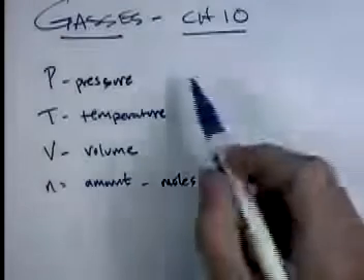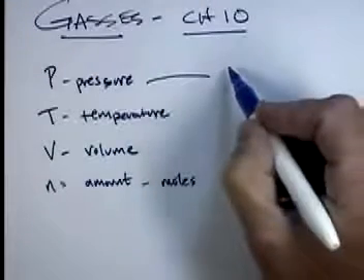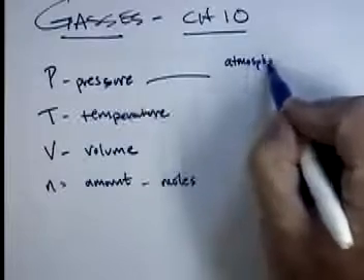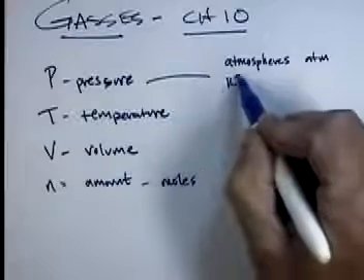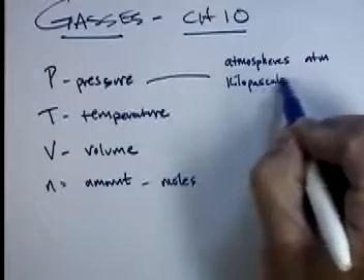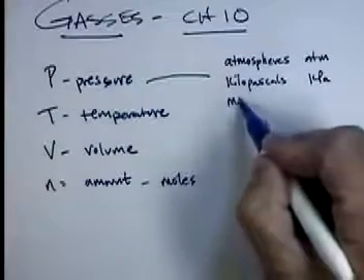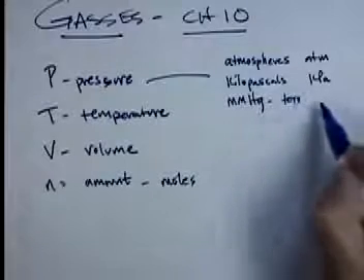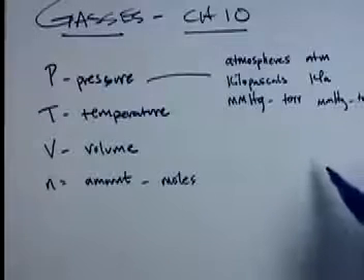Now, pressure is usually measured in a number of different units throughout the world. Here in chemistry, we'll use things like atmospheres, symbolized ATM. We will use kilopascals, symbolized kPa. We'll also use millimeters of mercury, or sometimes called torr, symbolized mmHg or torr.